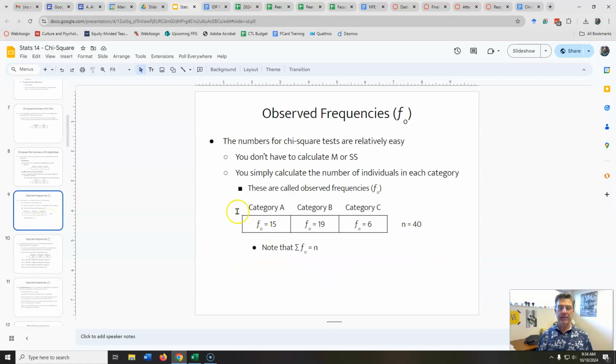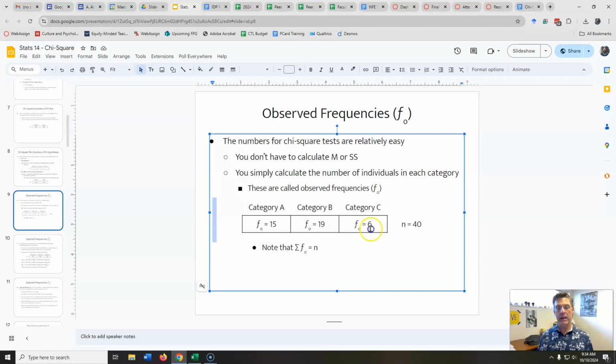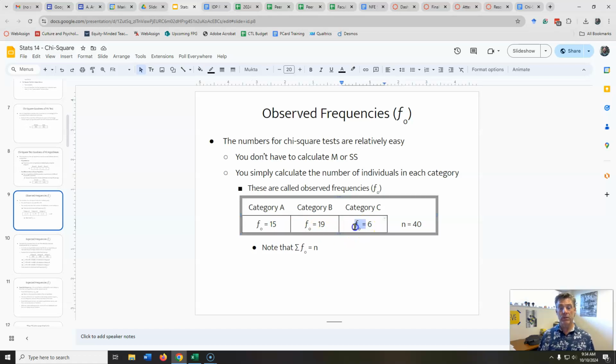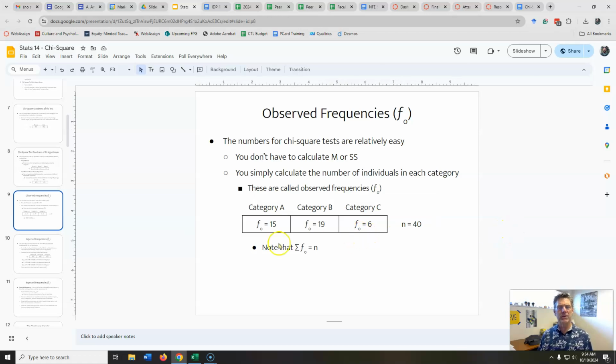So let's say you're given this data. This part right here is just 3 categories. Whatever we're measuring here has 3 possible outcomes for people. And then what you see here are numbers. Often the F sub O, which is our observed frequency, won't be listed. It might just say 15, 19, and 6. What you see there is 1 row, 3 columns.